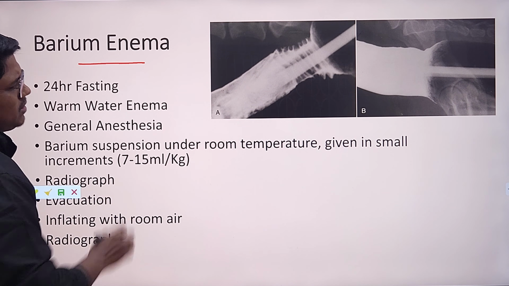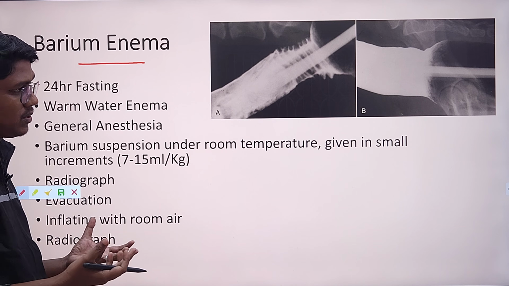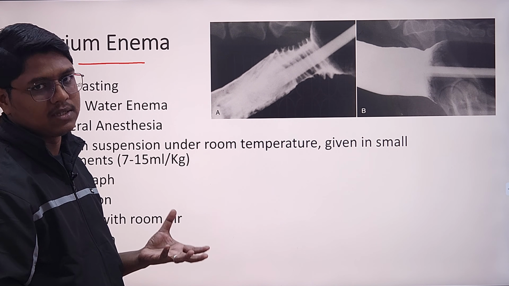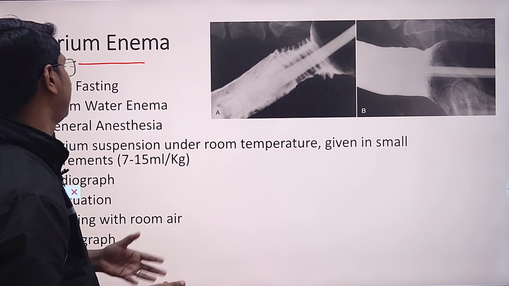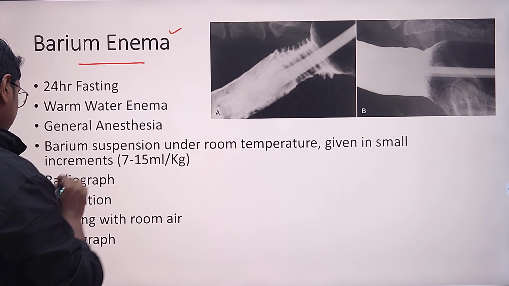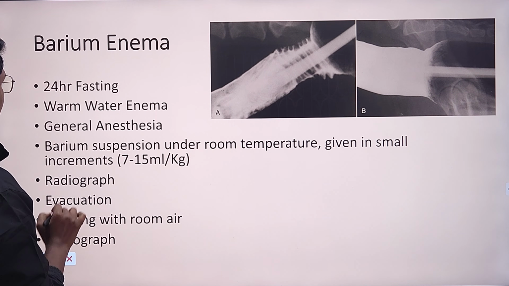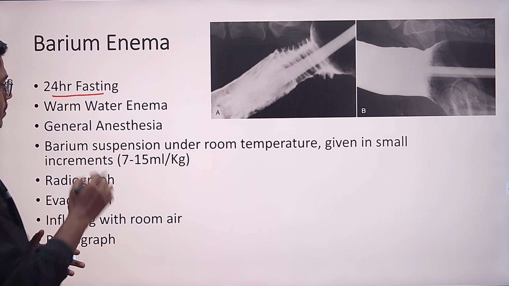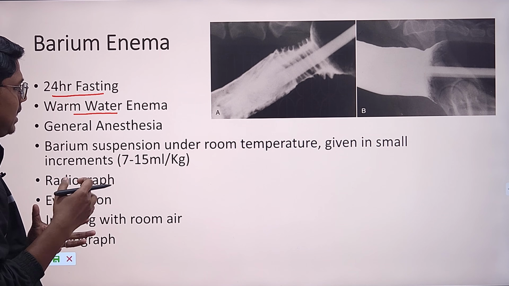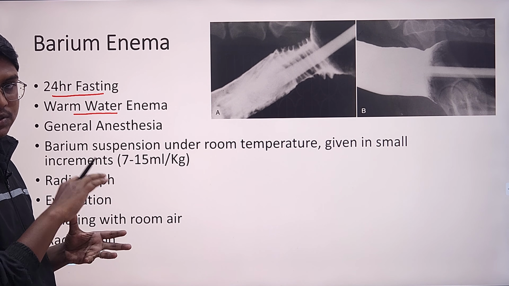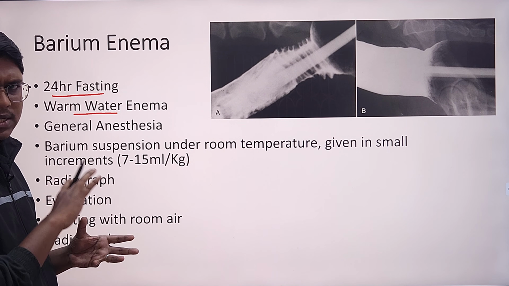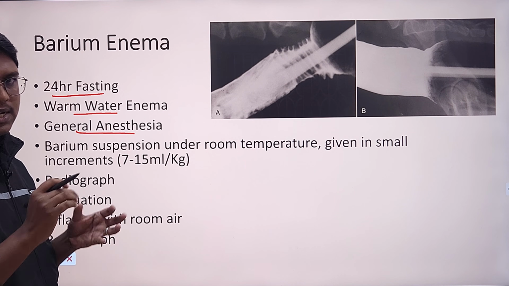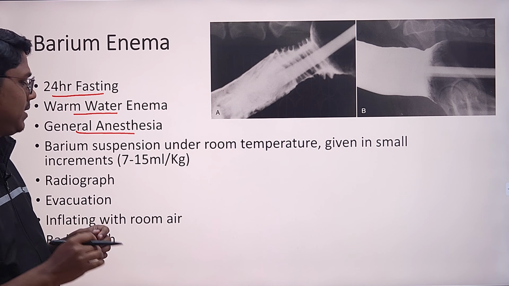Then the contrast study, you know that the inherent air present in large intestine can act as a contrast agent. Apart from that, barium enema can be given. So for the barium enema, you need 24-hour fasting. Just after fasting you have to go for the warm water enema to flush out all the fecal matter that has been present in large intestine. Then almost in every case you need a general anesthesia for doing barium enema study.